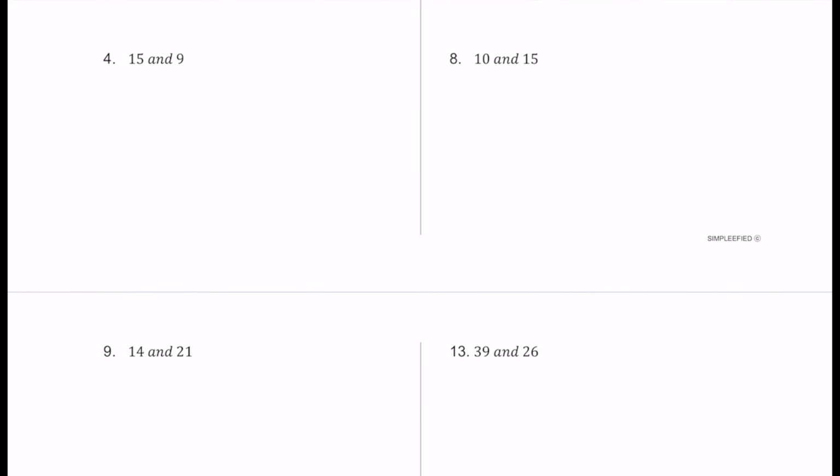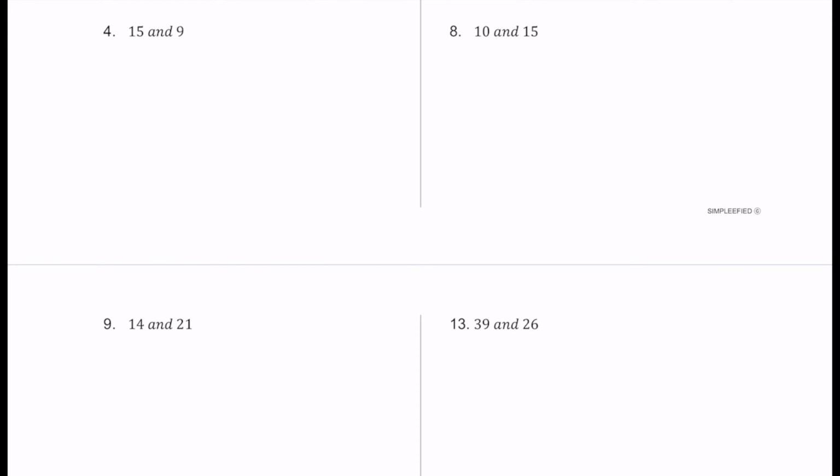For number 4, we have 15 and 9. So let's go ahead and write those next to each other. And what do 15 and 9 both have in common? If you're thinking of 3, that's what I was thinking of. 3 times 5 is 15. 3 times 3 is going to be equal to 9. Now this 3 on the side will be our GCF, right? I think 5 and 3 have nothing else in common.